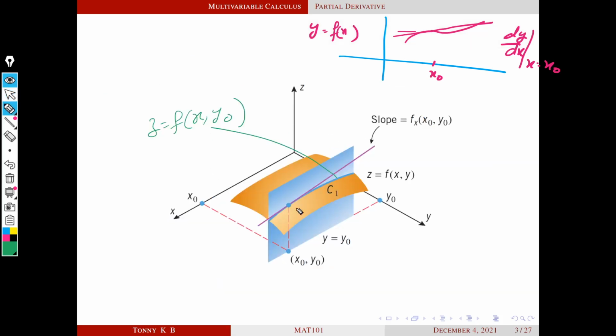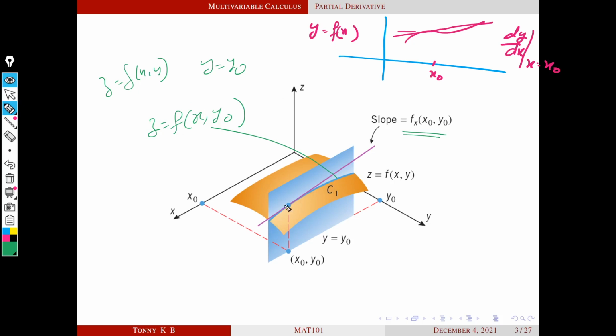This is the geometry of our derivative f x at x naught, y naught, the partial derivative of f with respect to x at x naught, y naught. First, we substitute y equal to y naught. Now z is equal to f of x, y naught, a function of x alone. Geometrically this represents this blue curve, because y equal to y naught is a plane, this blue plane, and z equal to f of x, y represents this yellow surface. So its intersection is this blue curve.